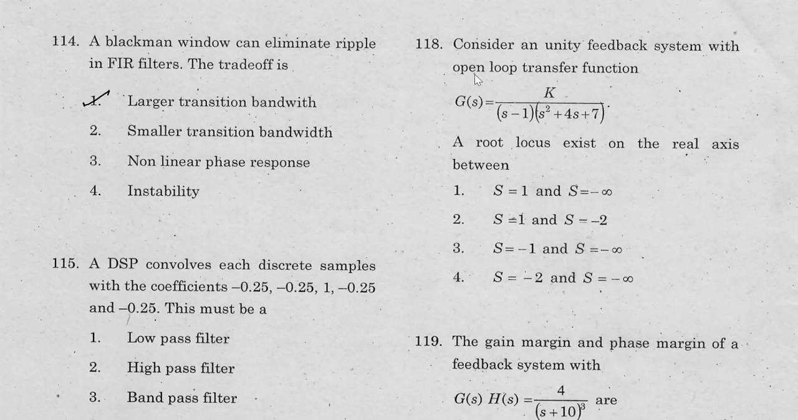The next question here. Consider the unity feedback system with an open loop transfer function given here: G of s is equal to k divided by (s minus 1) into (s square plus 4s plus 7). This is a root locus problem. We need to find where the root locus exists on the real axis. First of all, take the poles. There is one pole at s is equal to 1, on the right half of the s plane, and from s square plus 4s plus 7, if you solve this, the two poles are at s is equal to minus 2 plus or minus j root 3.